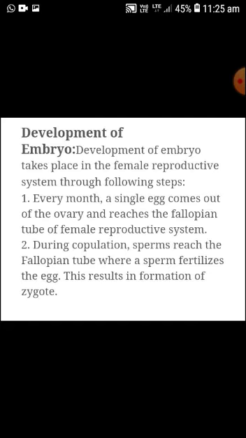Every month a single egg comes out of the ovary and reaches the fallopian tube of the female reproductive system. During copulation, sperm reaches the fallopian tube where a sperm fertilizes the egg. This results in the formation of a zygote.